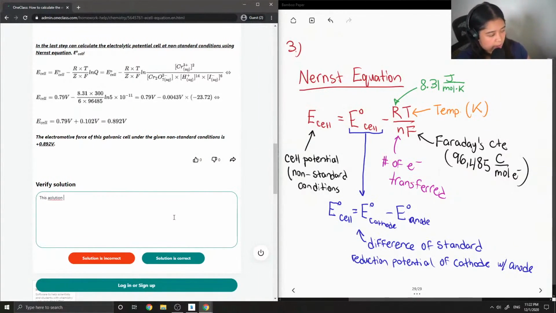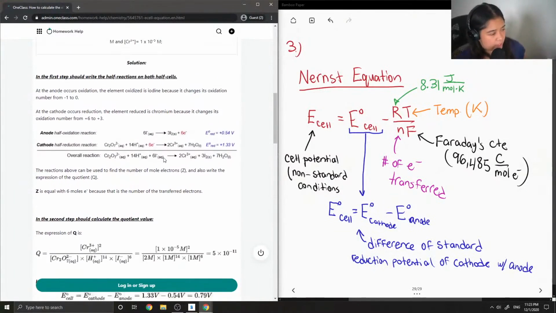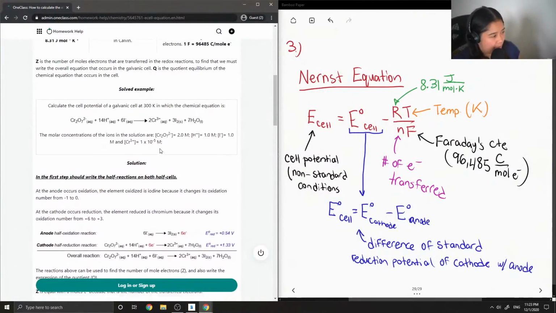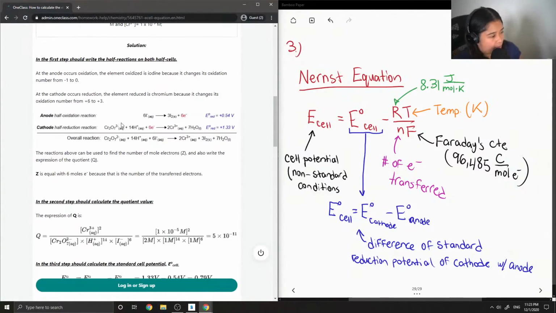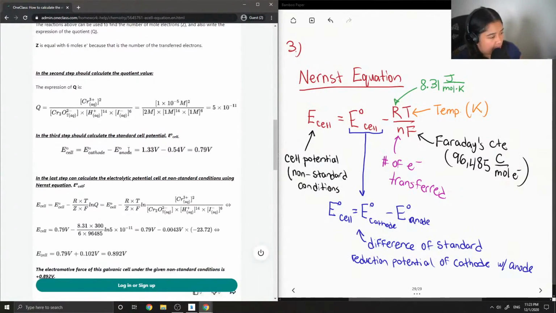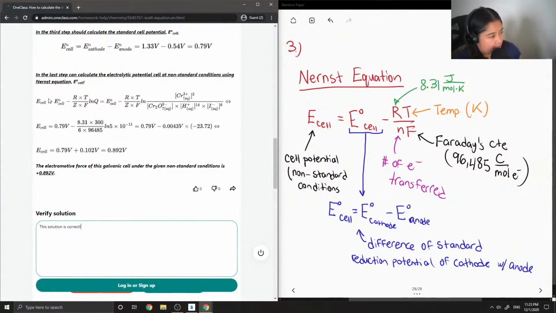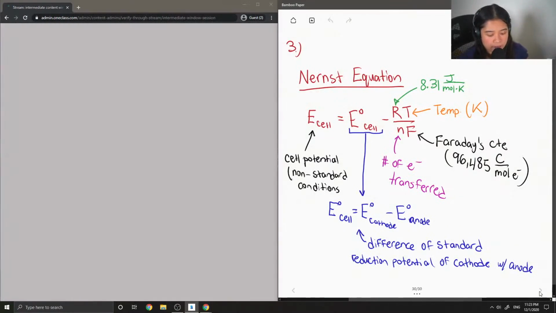So these types of questions are multi-step, and it requires you to really think about how to answer it. It's one of those questions that would be worth maybe like 10 or 12 on a midterm because of how many steps there are. Usually you have to balance your redox reaction, balance your anode and your cathode, and then you have to find the expression of Q and also understand how the Nernst equation works. Okay, so that solution is correct.